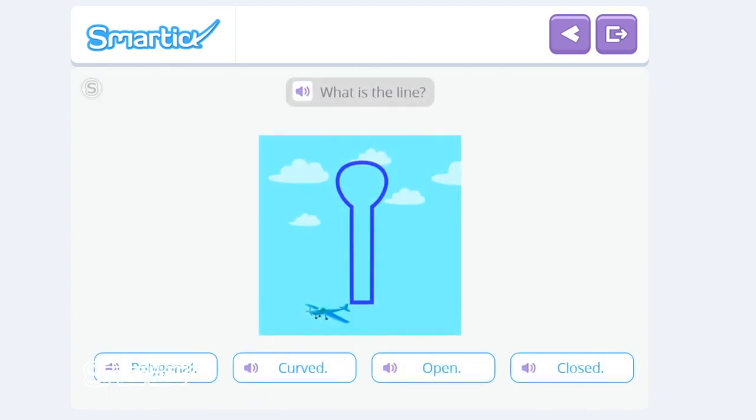Well done! To finish, let's classify this line. This one's closed for sure. Yeah, it's a closed line.